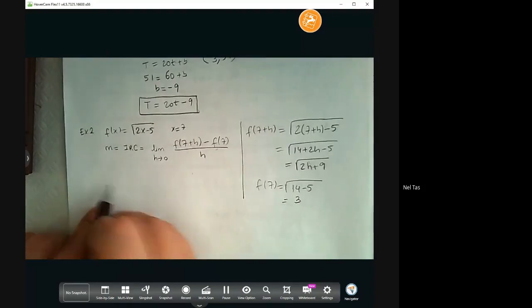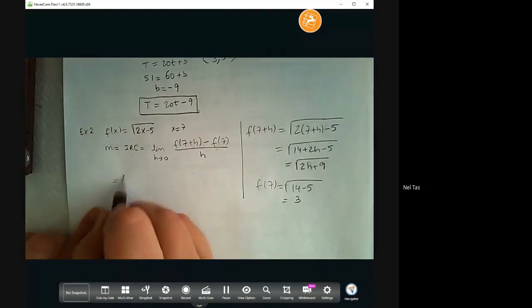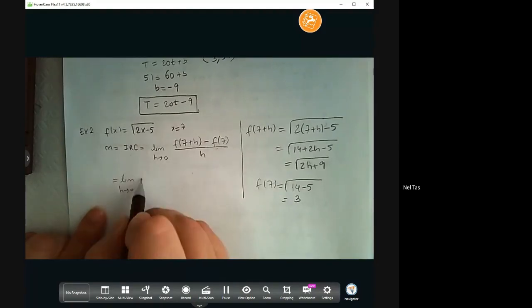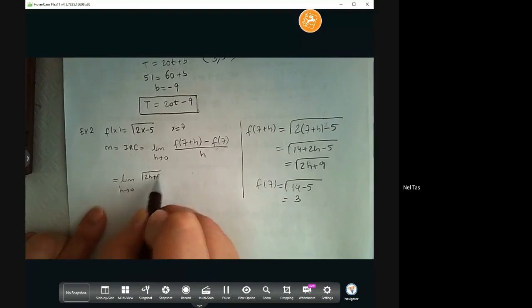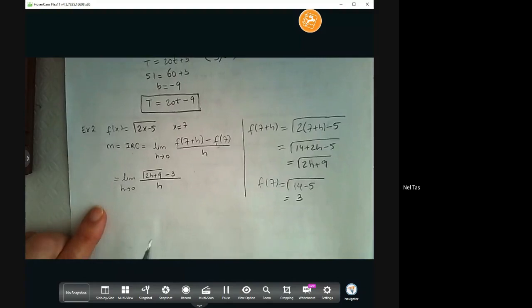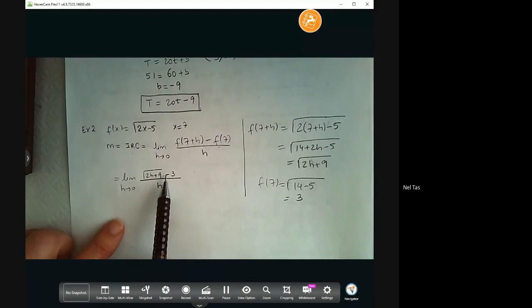Okay, so we then put those in this limit now. f of 7 plus h, square root of 2h plus 9, minus 3, over h. Now check, substitute 0, what do you get? 3 minus 3, which is 0, over 0. So you have 0 over 0. So you need to remove that 0 over 0 situation.